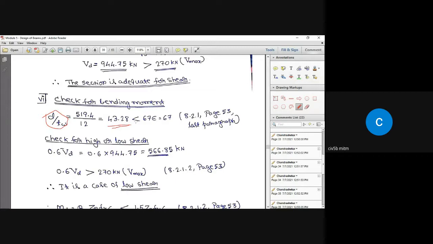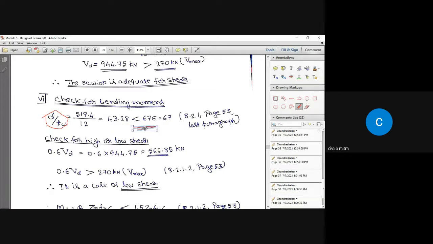Okay, so because this condition is satisfied, we can go one step further and check whether the section is subjected to high shear or low shear. So how do we check? We know the value of Vd, that is 945.75 kilonewton. Multiply that value by 0.6 as per the codal recommendation on page 53.